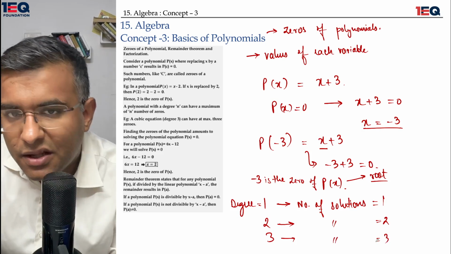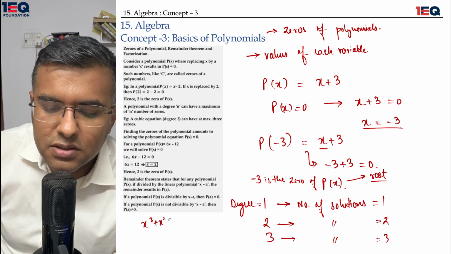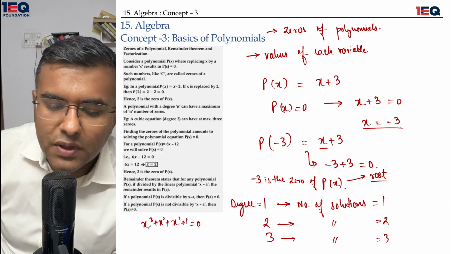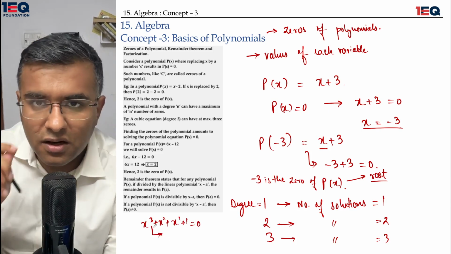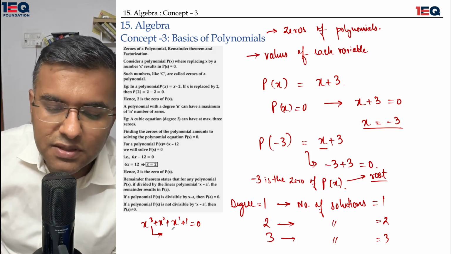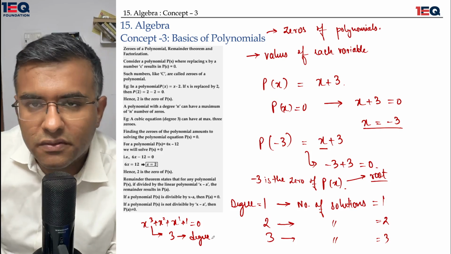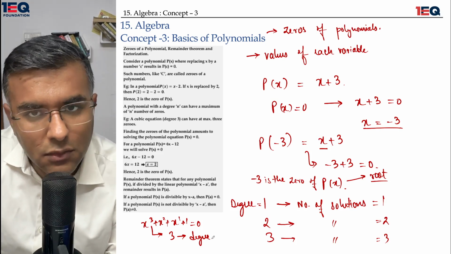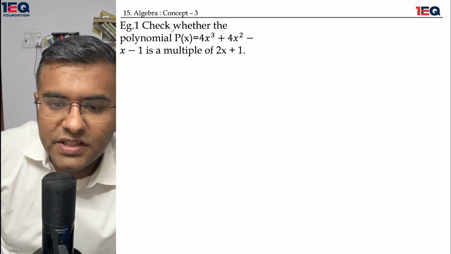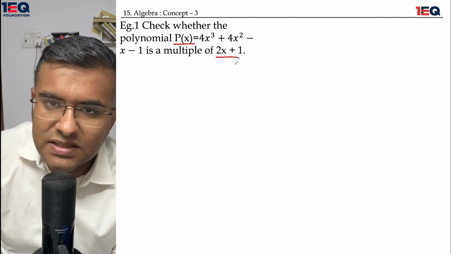What do I mean by the degree of the polynomial? Let's say there is a polynomial x raised to the power 3, plus x raised to the power 2, plus x raised to the power 1, plus 1, being equal to 0. This means the highest exponent that we have, which is equal to 3, is the degree of the polynomial. Good enough. Let's move on.